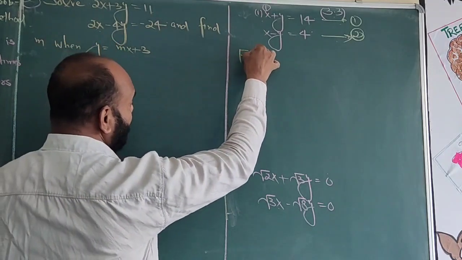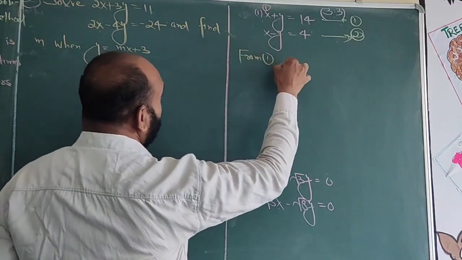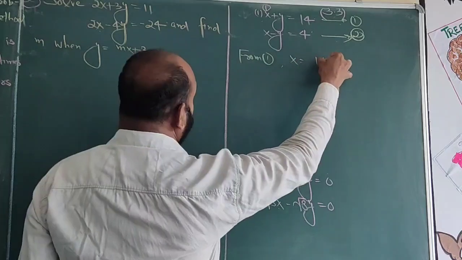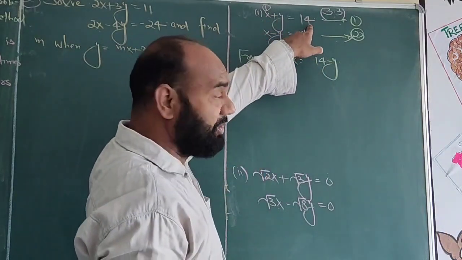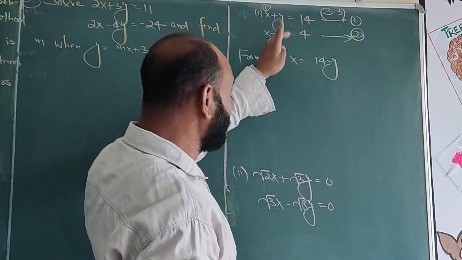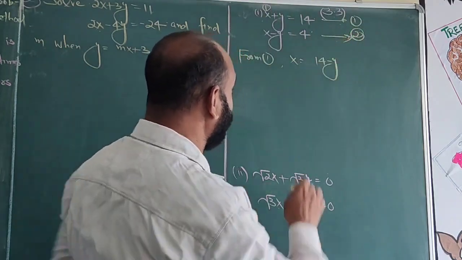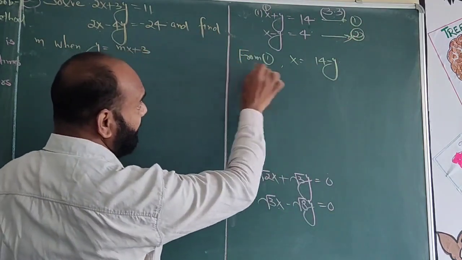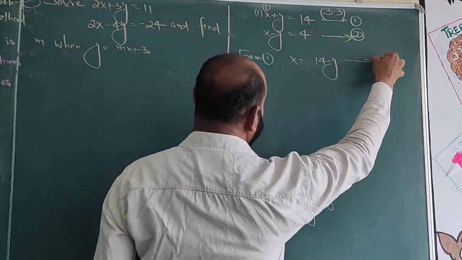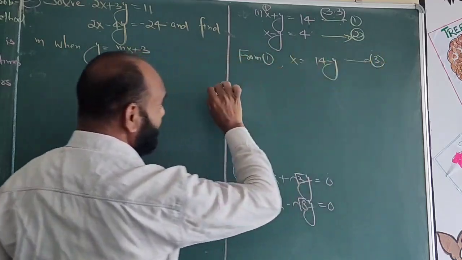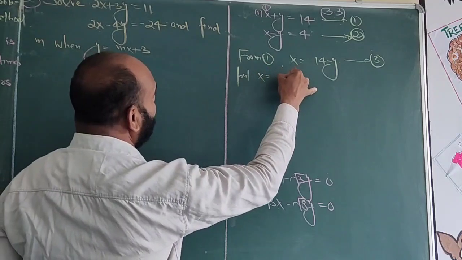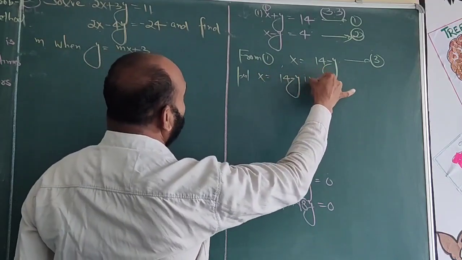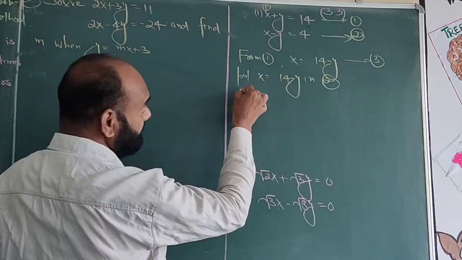So from the first equation, x is equal to 14 minus y, because x plus y is equal to 14. Therefore, x equals 14 minus y. Now put x equal to 14 minus y in equation number second, and we suppose this is equation number third.